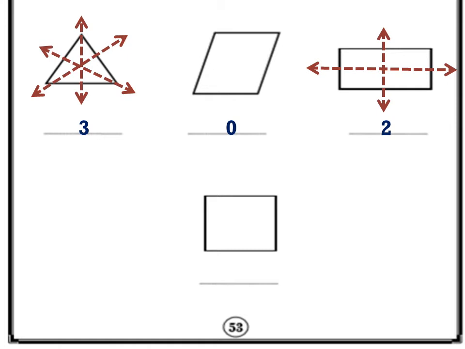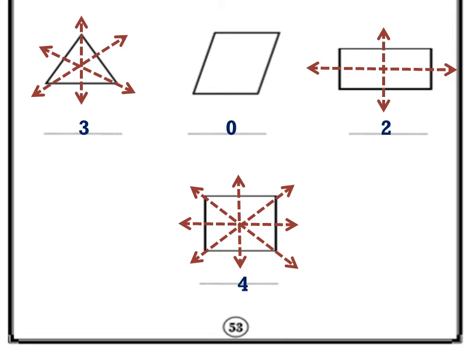And now the last shape is the square. How many lines of symmetry in the square? We can divide it like this and also like this. We can divide it like this and like this. So we have 4 lines of symmetry. So in the square we have 4 lines of symmetry.